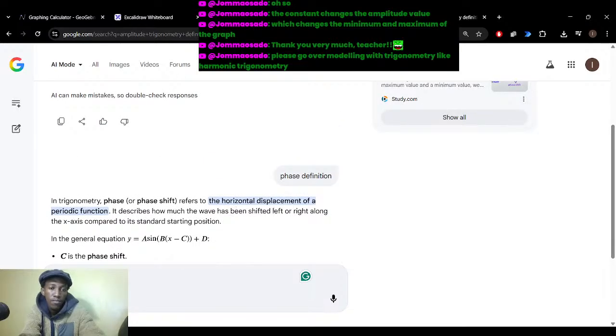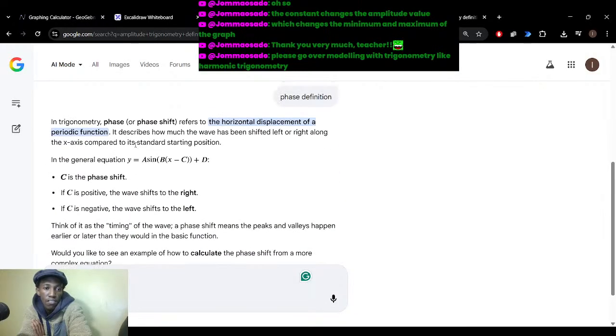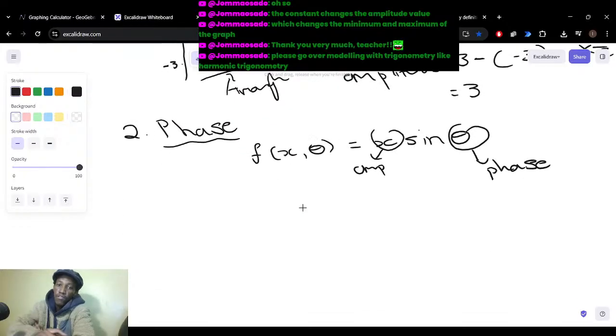It refers to the horizontal displacement of a period. Right, okay. So a phase refers to the horizontal displacement of a periodic function. Right, okay. So what does that mean, right?